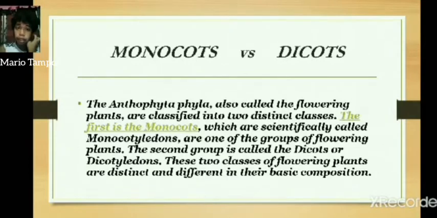The first is the monocots, which are scientifically called monocotyledons, or one of the group of flowering plants. The second group is called the dicots or dicotyledons. These two classes of flowering plants are distinct and different in their basic composition.